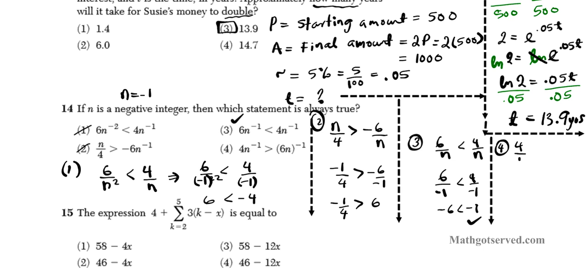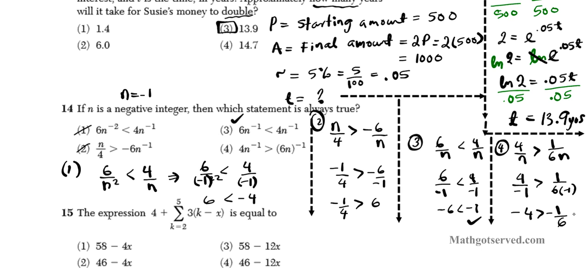Okay. So we have 4 over n, because n to the -1, you reciprocate that. Is it greater than 1 over 6n? Notice I reciprocated both items in the parentheses, because this -1 affects both of them, okay? All right, so let's plug in the test number, -1. Is 4 over -1 greater than 1 over 6 times -1? Is -4 greater than -1/6?